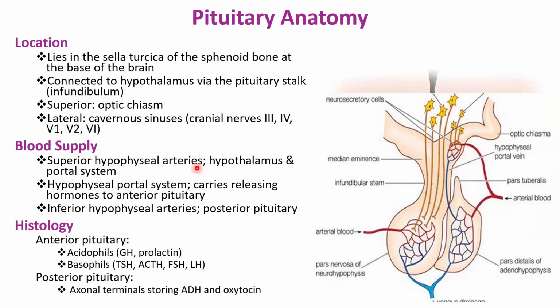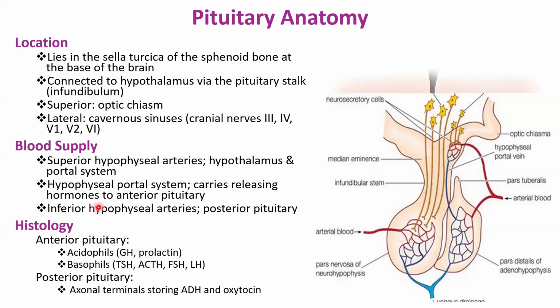You can see the superior hypophyseal artery supplies the hypothalamus, together with its portal system. This portal system is formed by venous connection. Then this hypophyseal portal system carries releasing hormones to the anterior pituitary, while the inferior hypophyseal arteries supply the posterior pituitary. So what are we taking for in terms of blood supply? Know that the superior and inferior hypophyseal arteries supply the pituitary gland.